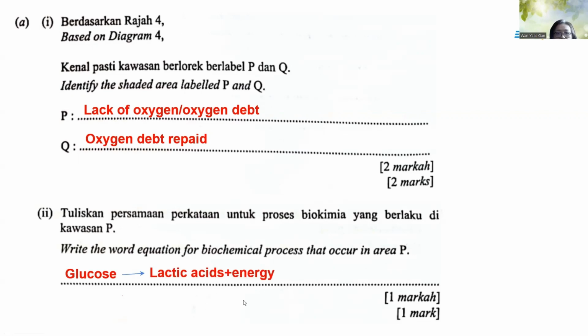Now, lactic acid is an intermediary product. That means much of the energy is still trapped in lactic acid. So the energy produced is actually very little, compared to when there is oxygen that can oxidize glucose completely. Then the energy produced will be 38 molecules of ATP. But in this case, only 2 molecules of ATP are produced because a lot of energy is still trapped in the lactic acid.